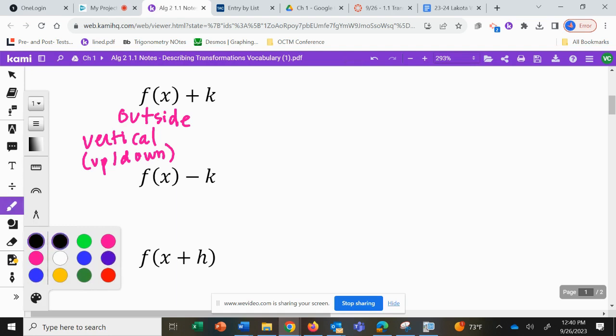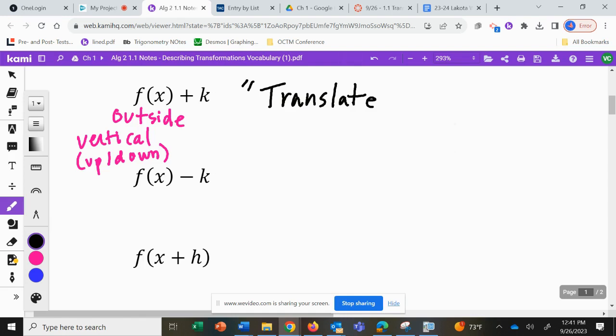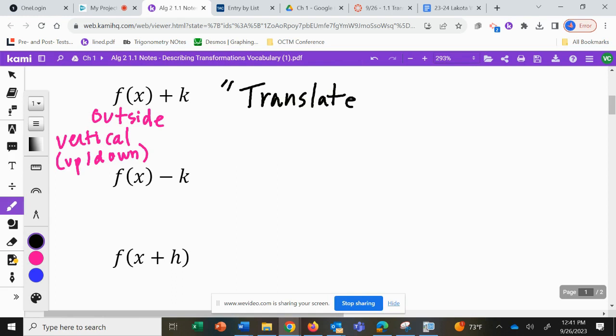We are going to write the word translate. Translate is a mature vocabulary word. We're not going to say it goes, even though it means the same stuff. Translate. Where would we translate if we add a number? Does anybody know? So we're doing vertical, so my options are up or down. So translate up by how far? Well, that right now is k, and then we'll write the units.